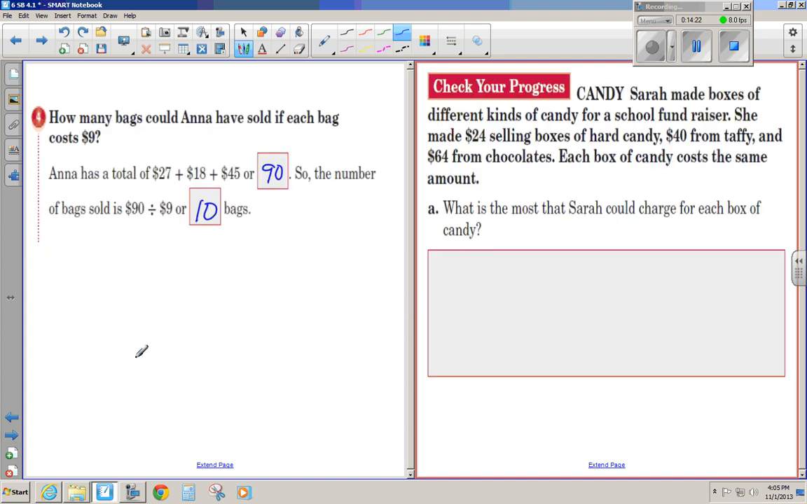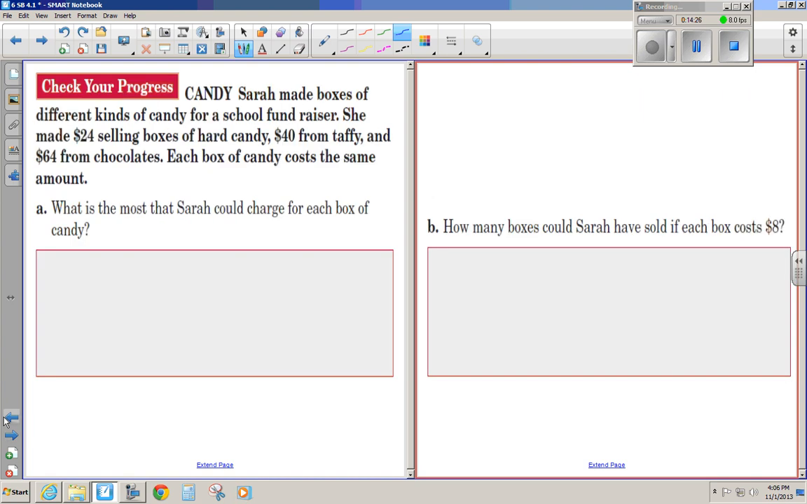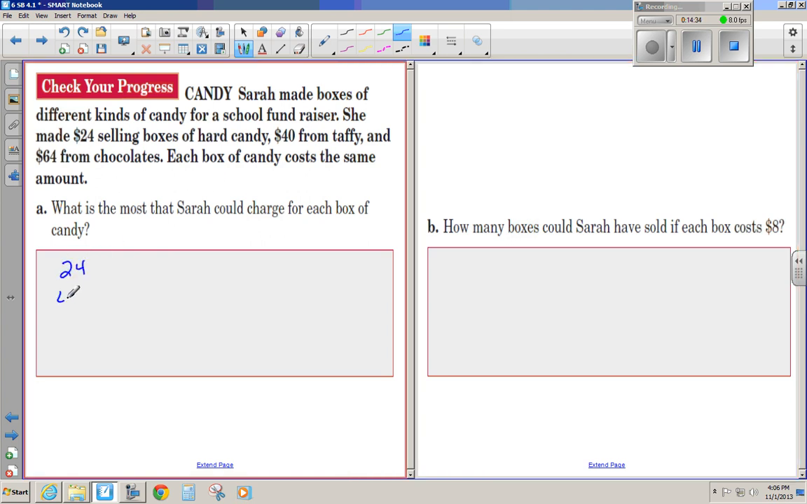All right, so let's take a look at this. What is the most that Sarah could charge if she was selling these kinds? Well, 24, 40, and 60. Greatest common factors. Well, let's write them all down.